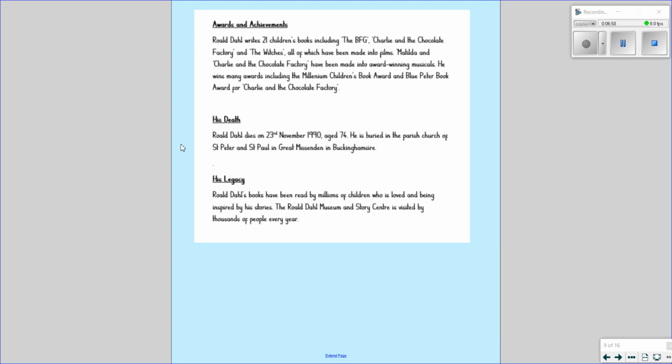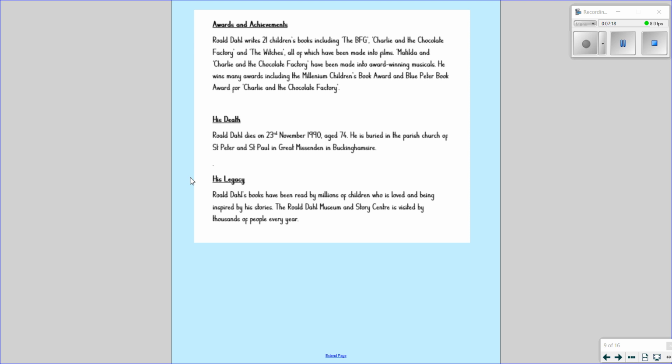He is buried in the parish church of St Peter and St Paul in Great Missenden in Buckinghamshire. His legacy. Roald Dahl's books have been read by millions of children, who are loved and being inspired by his stories. Roald Dahl Museum and Story Centre is visited by thousands of people every year.